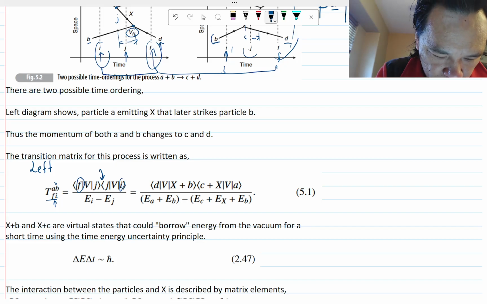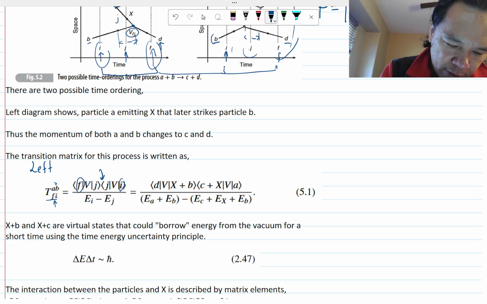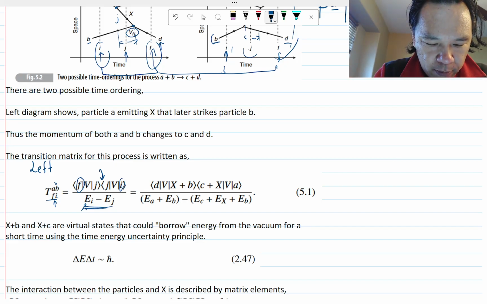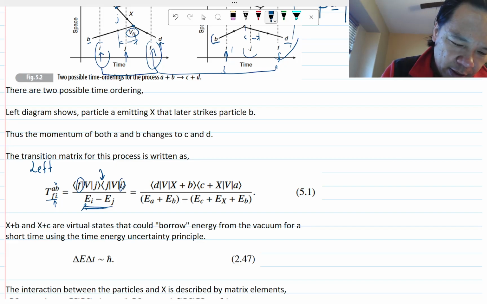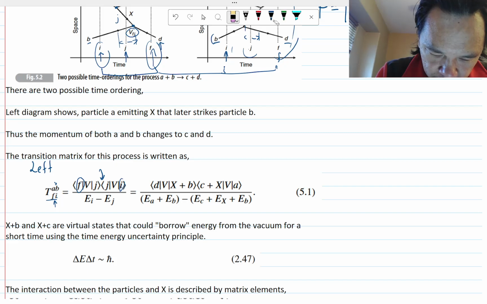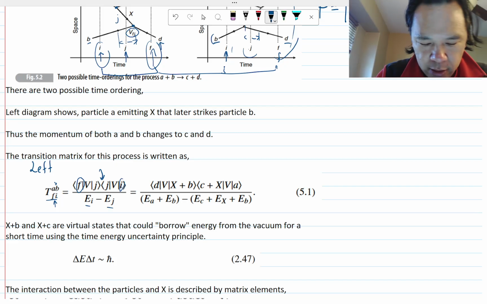And then in order to get the units right and also conserve energy, we have to divide that by the difference in the energies of the initial and final states. Sorry, the initial and the intermediate states.